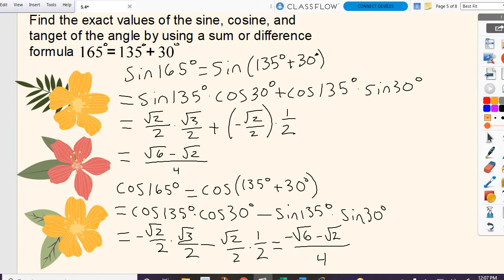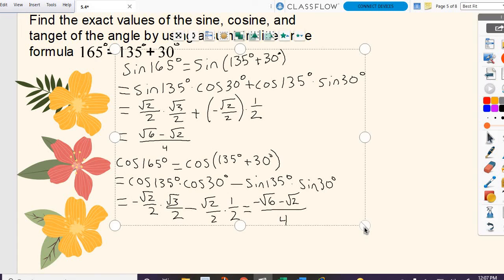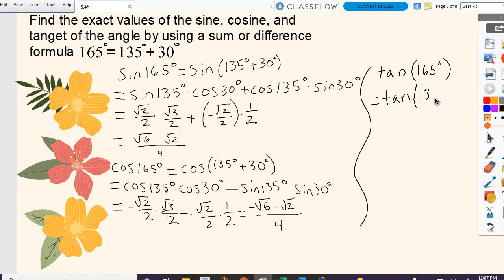So then, let's look at the tangent one all together. We're still going to be breaking apart our 165 the same way. It's just now, which formula are we applying? The tangent one. And what does it involve? Fractions? Yeah, which is okay.